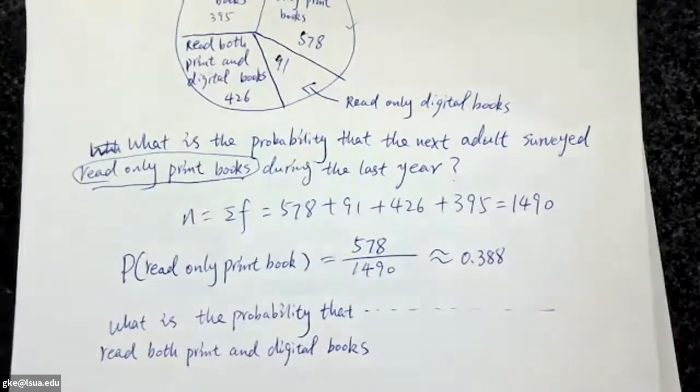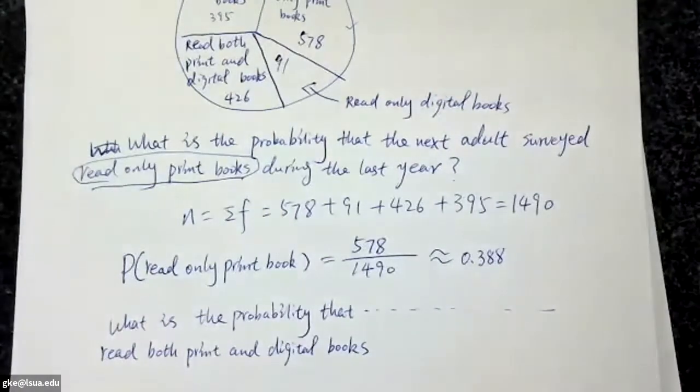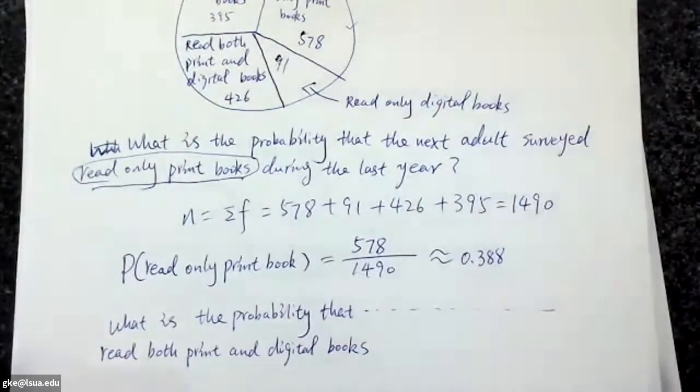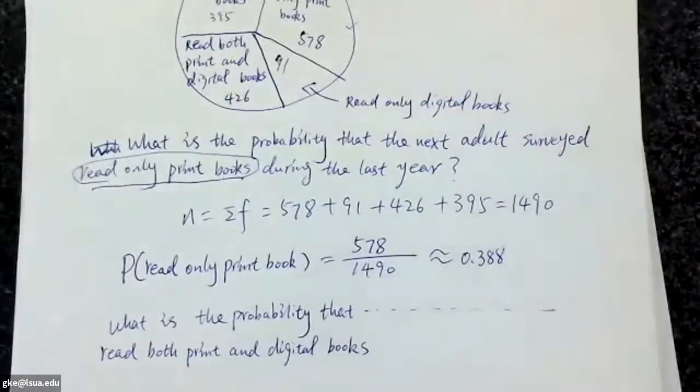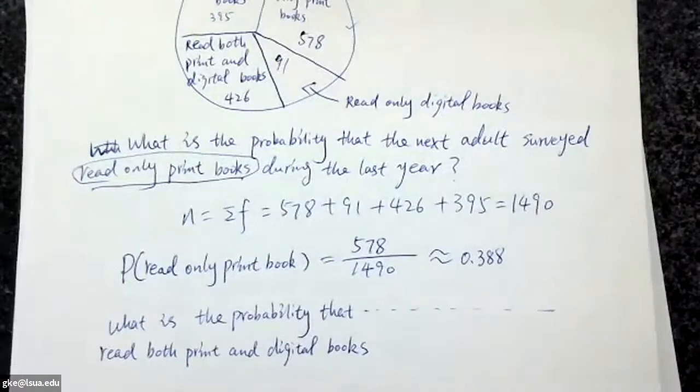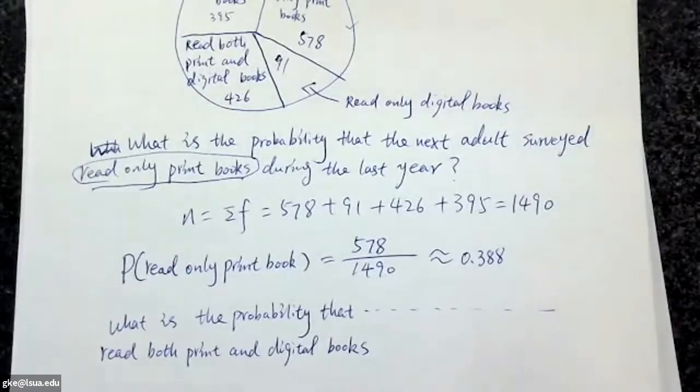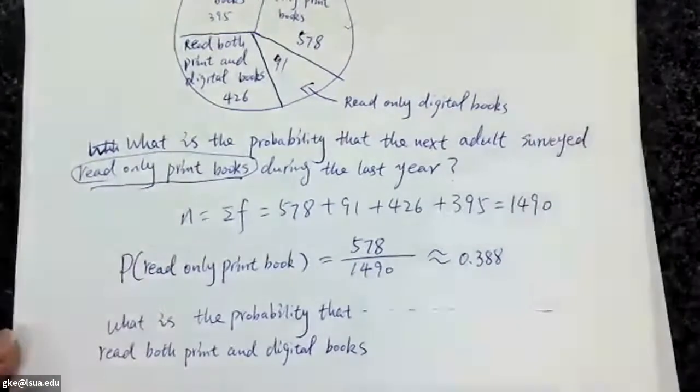Did you finish it? What's your answer? 0.29. That's right. Good job. For me it's okay, I don't require how many digits you put for the decimal. In MyMathLab, they will give you a specific requirement, keep 2 digits or 3 digits.